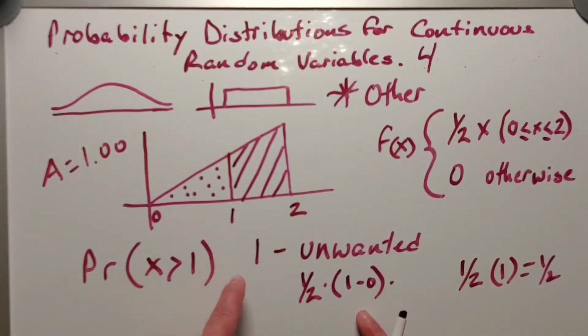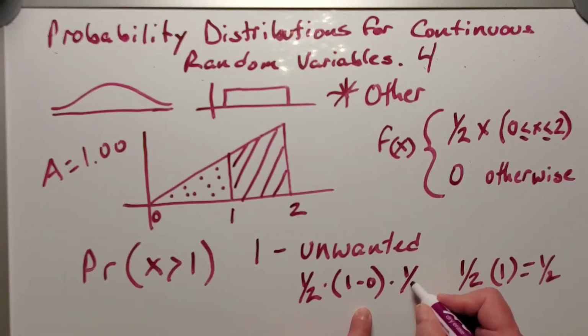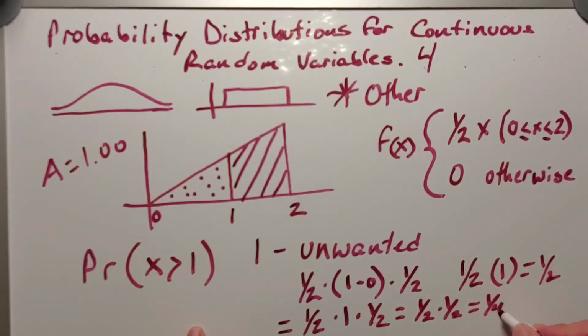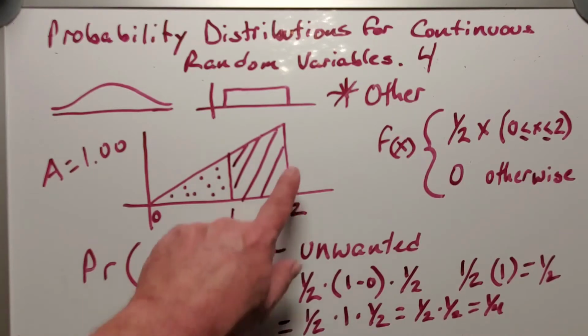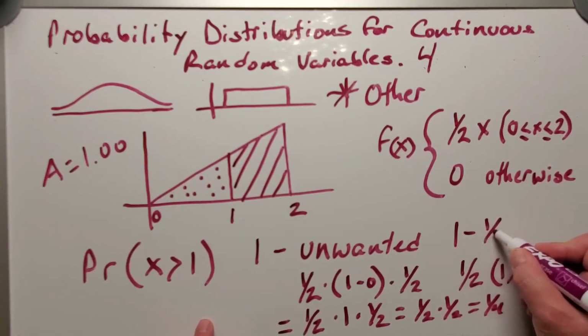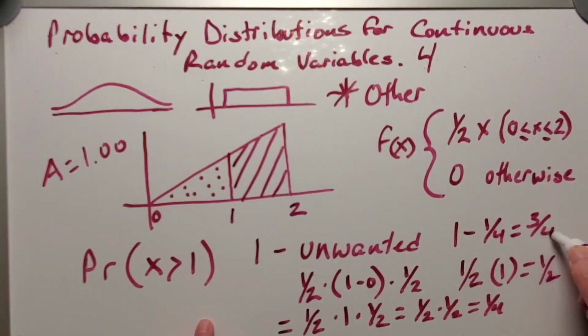So 1/2 base times height. And I'm running out of space on the bottom here, but I have 1/2 times 1 times 1/2, which is the same as 1/2 squared, 1/2 times 1/2, which is 1/4. So the area of 1 minus the unwanted zone is 1, I'll finish the problem right here, minus 1/4, leaving us with 3/4, and that's the answer.